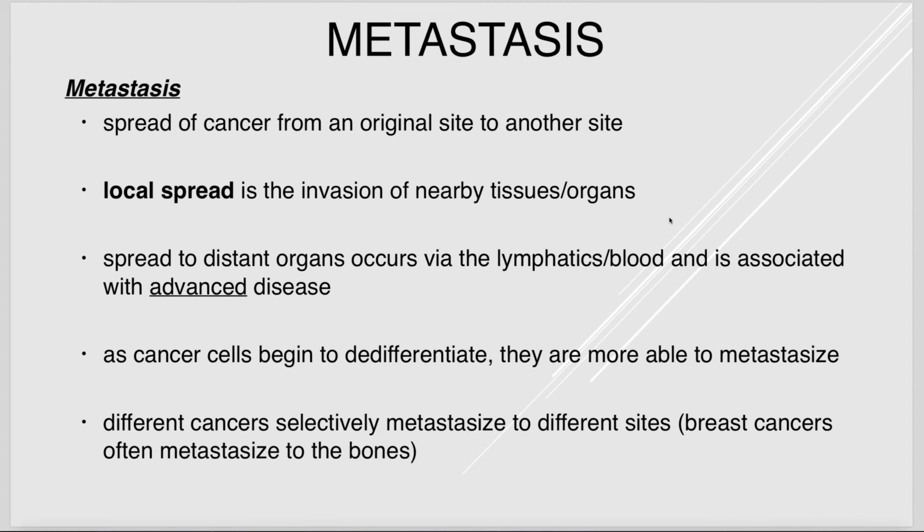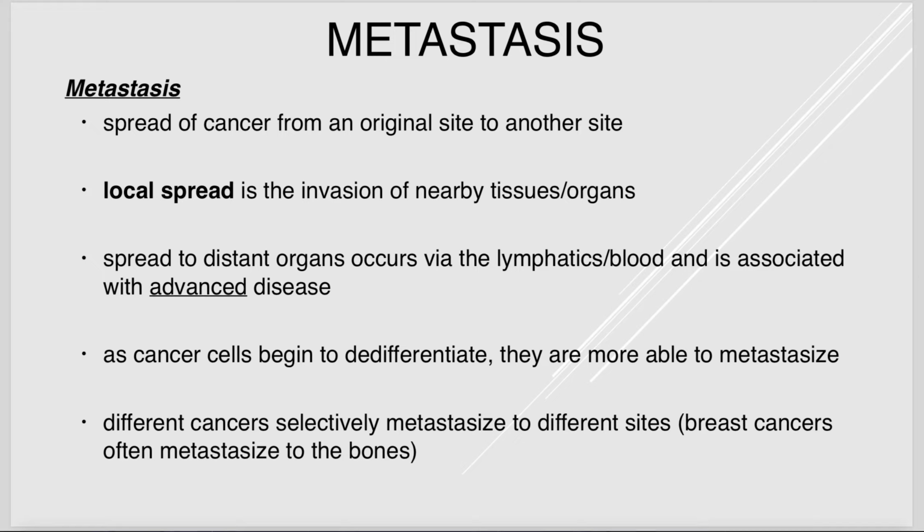So metastasis. Remember, this is a hallmark of cancer. It has the ability to spread. And metastasis is the spread of cancer from an original site to another site. Local spread is just when nearby tissues or organs are invaded. But when these cancers spread via the lymphatics or the blood to distant sites, that's associated with advanced disease, meaning this cancer is stage 4.